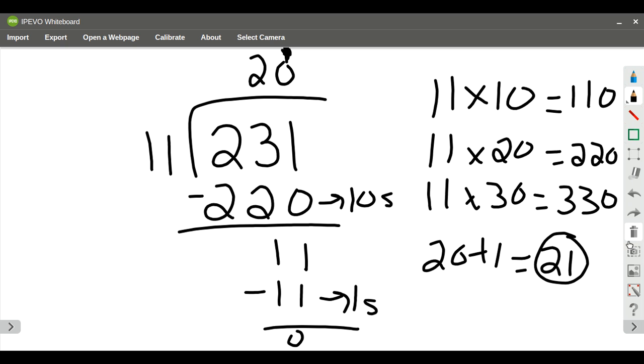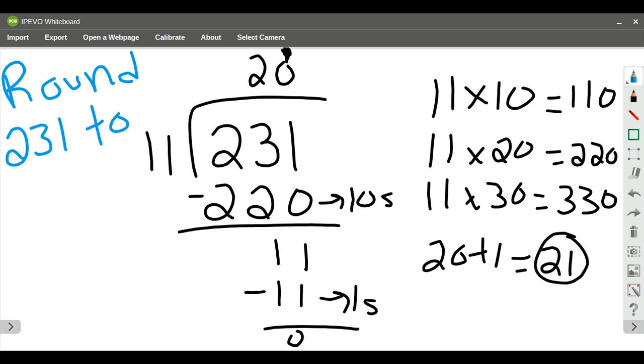Okay, number 2, how can I use estimation to check that my answer is reasonable in problem 1? So I'm going to go ahead and create a problem. So I got 21. So I'm going to do my estimation in blue on here. So I'm going to round 231 to 200.